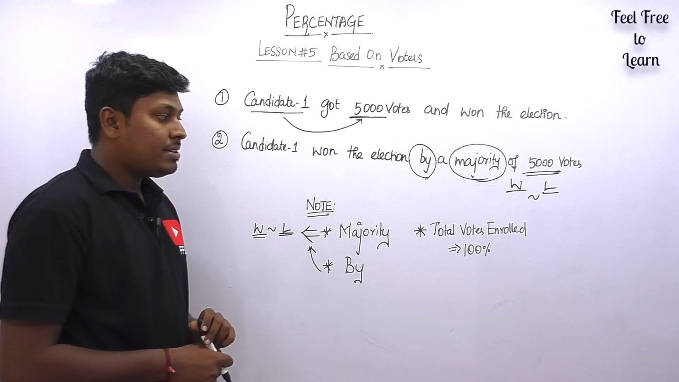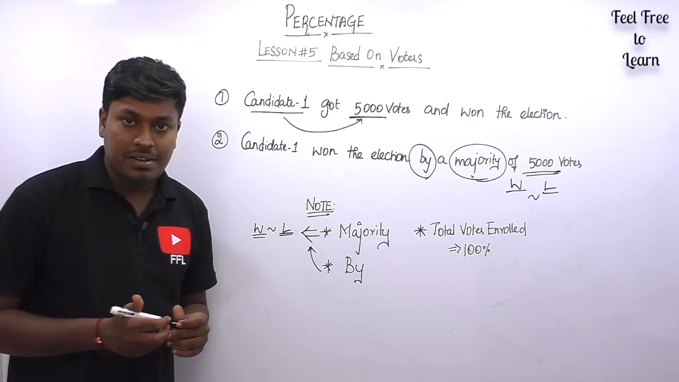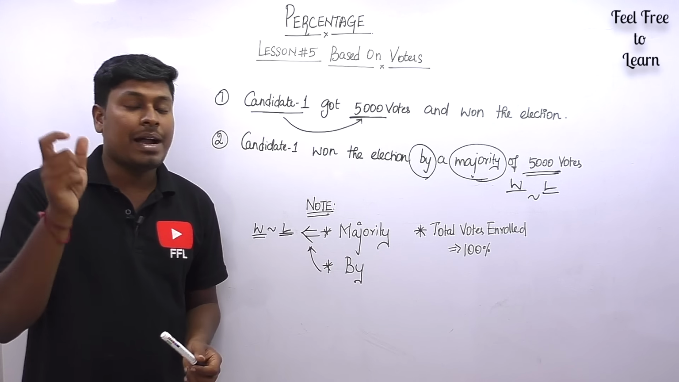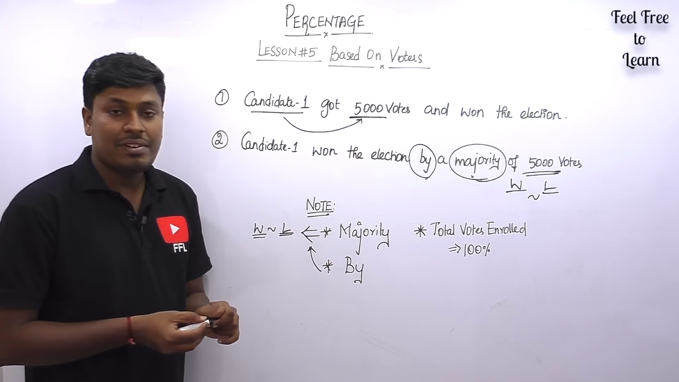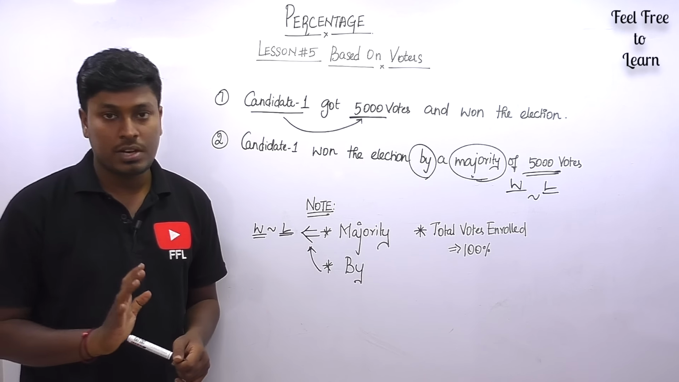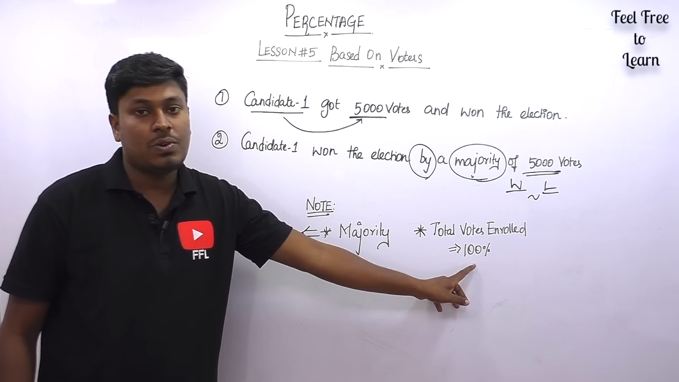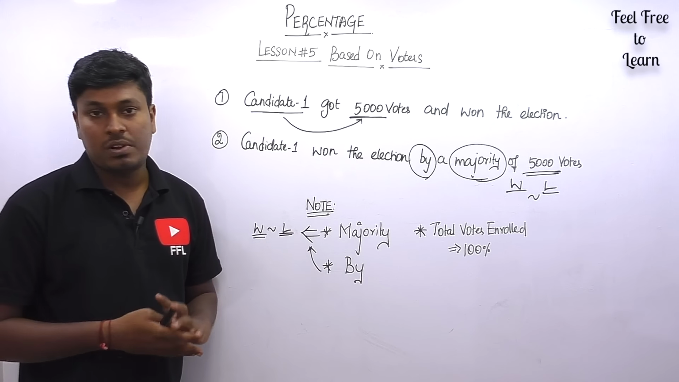And another important thing is total votes enrolled is 100%. It's a base value, right? Whatever question we are going to solve here, we always keep 100% as the total votes enrolled. Even if they have given values or even if they didn't give the total number of votes, we always assume that 100% is the total votes enrolled. So these are the basics that you should know before solving a question.